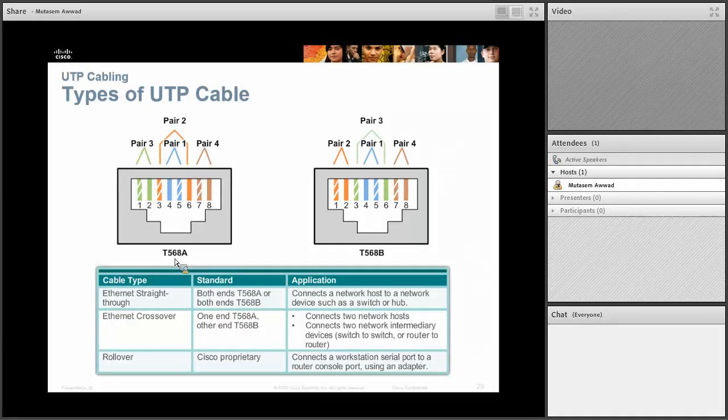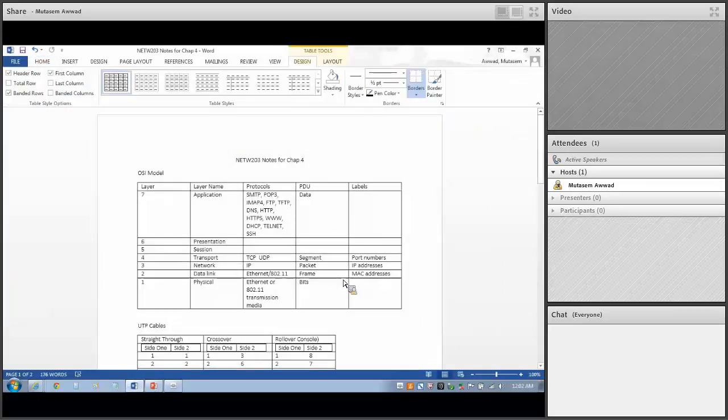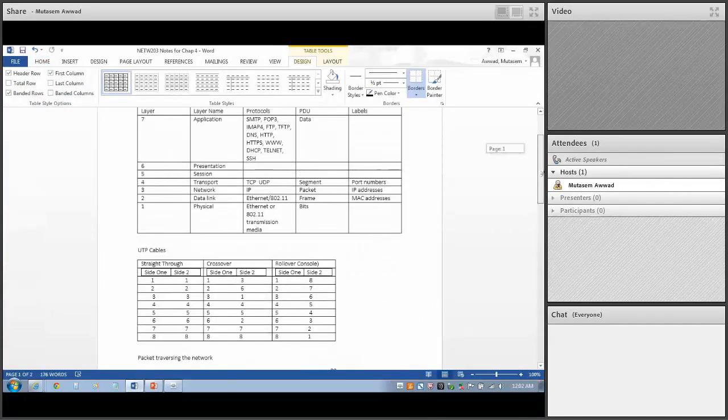Okay? Here, I wrote that also on some of my notes. Let me just go back in here. So here's some of the notes. Straight through cable, pin 1 to pin 1, pin 2 to pin 2. Crossover cable 1 to 3, 2 to 6, 3 to 1, and 6 to 2 on the other end. But pins 4 and 5, 7 and 8 are not really used.